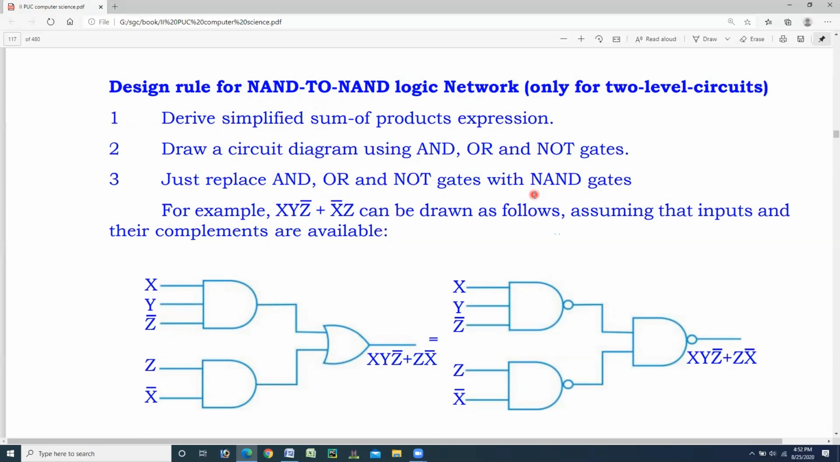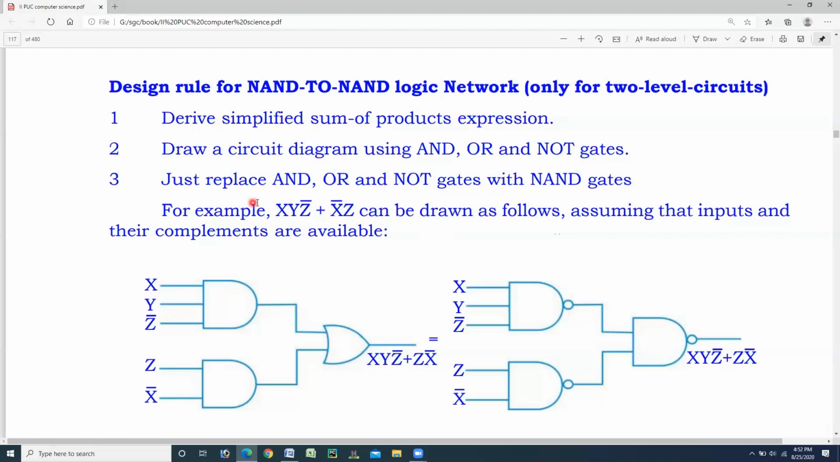For example, X Y Z complement plus X complement Z can be drawn as follows. This is one SOP expression we have taken. For this expression, first you can use basic logic gates and draw the circuit diagram. Then you can replace all the basic logic gates with NAND gates. That becomes the NAND-to-NAND logic network.